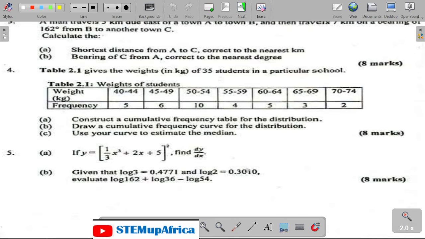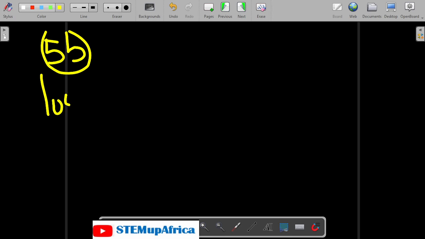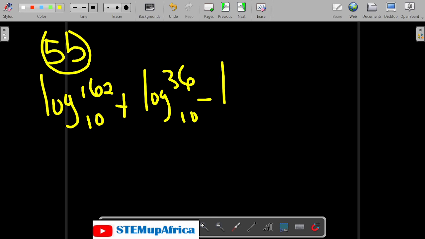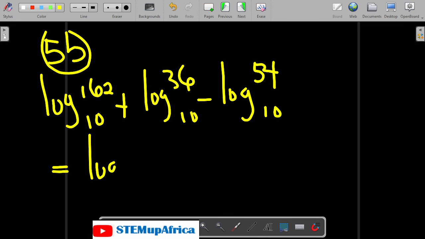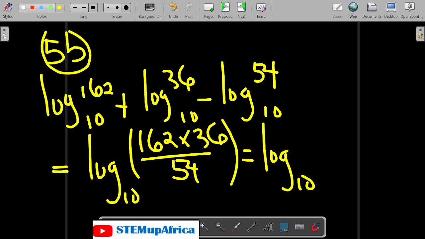this. So 5b, we're asked to evaluate log 162 in base 10 plus log 36 in base 10 minus log 54 in base 10. So I will have a single log base 10 of 162 times 36 divided by 54. If I apply the law of logarithm, I'm having log in base 10. If I divide 162 times 36 by 54, that will give us 108 in base 10.